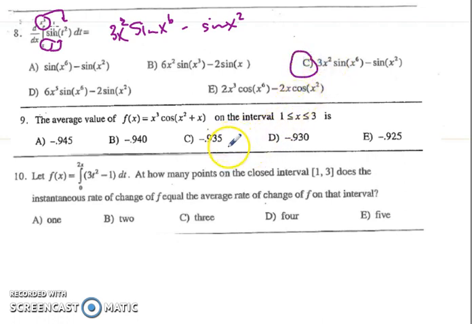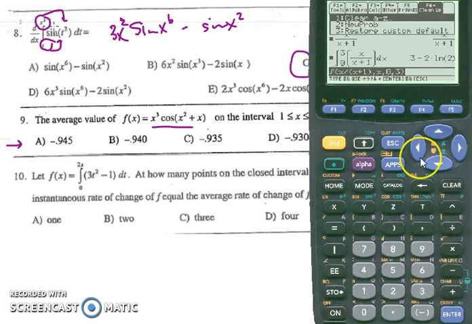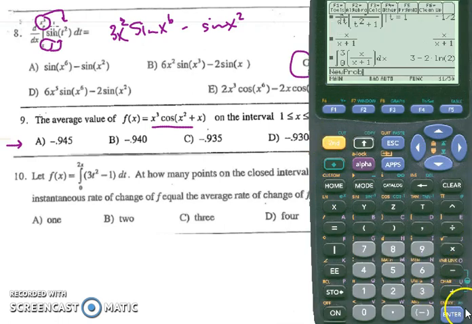Okay, the next one is definitely a calculator problem, as indicated by my answer choices that are all decimals. So we want to find the average value on the interval from 1 to 3. So what we need to do is integrate f of x dx from 1 to 3, and then multiply by 1 over 3 minus 1, which is really just dividing by 2. So let's go to our calculator.